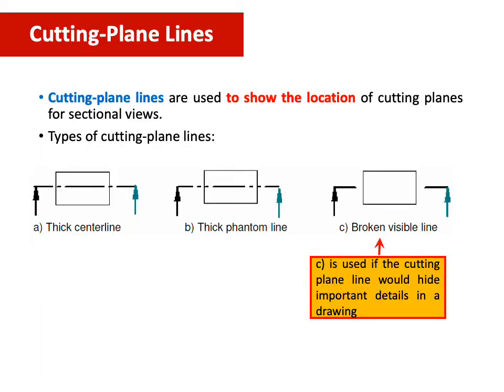So the cutting plane lines, as you can see here, are used to show the location of the cutting plane. There are many types of cutting plane lines. It can be a thick center line, a thick phantom line, or even broken visible lines, where you can only see the tips at the end of the object, outside of the object. The latter is used if the cutting plane line would hide important details in a drawing.